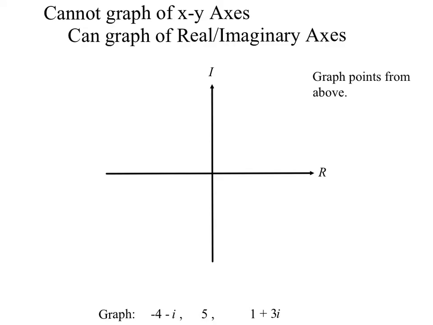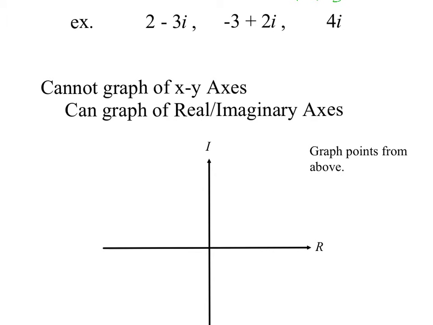So if we graph our points from above, we have 2 minus 3i. 2 is on the real axis, so I find 2 on the real axis. And then negative 3i, so I find negative 3 on the imaginary axis, and that goes right there. So this would be 2 minus 3i. It's kind of like saying that x is 2 and y is negative 3.